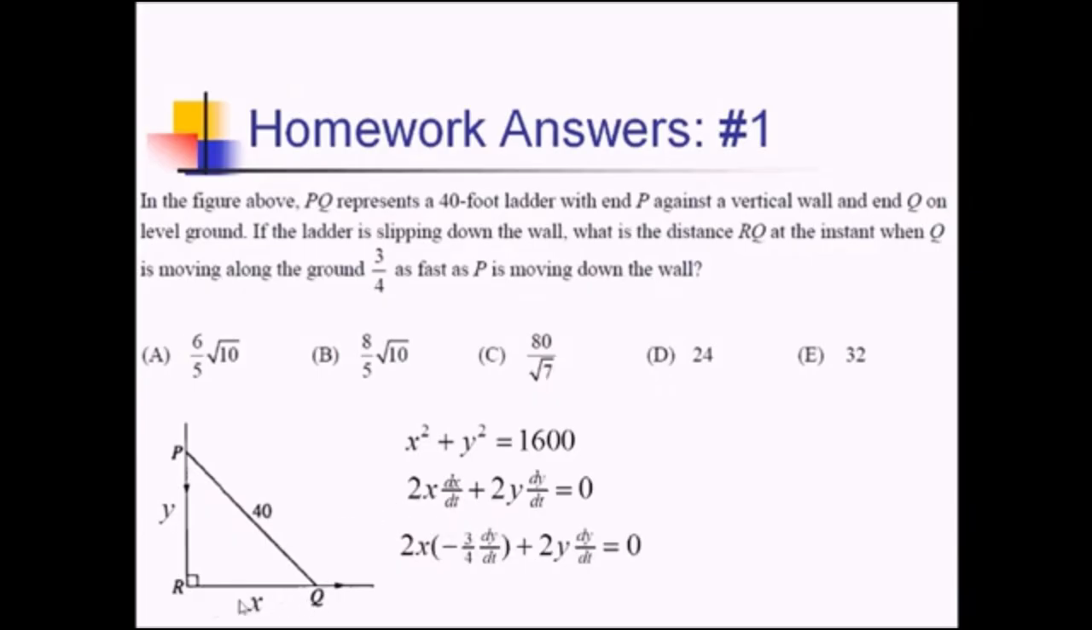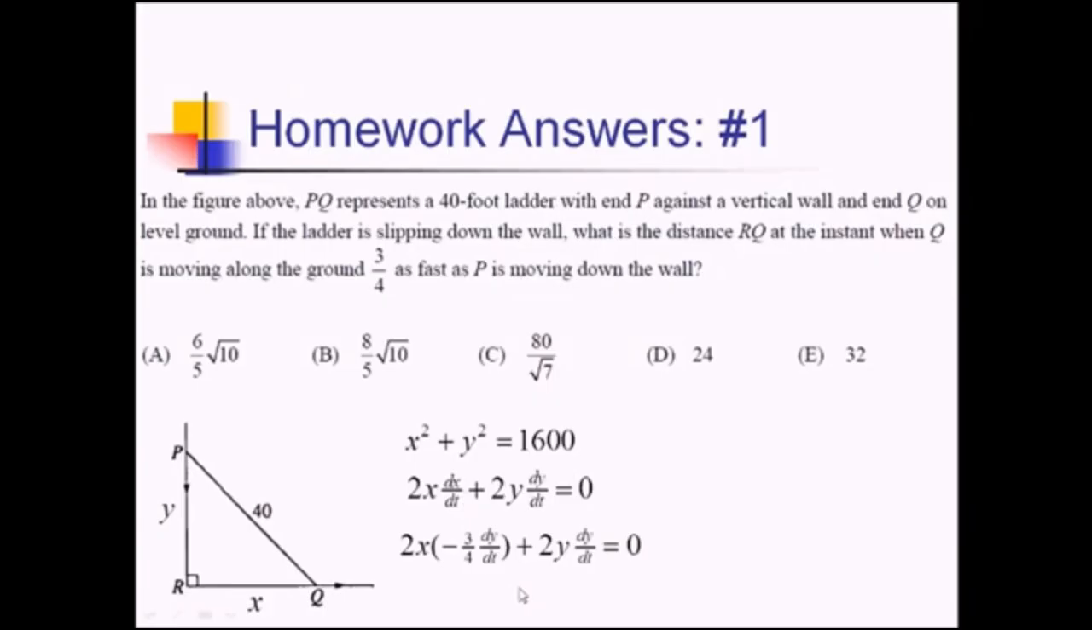Dx over dt is a positive rate of change. This x value is increasing as the ladder slides down the wall. Dy over dt is a negative rate of change. This y distance is a decreasing value as the ladder slides down the wall. So if you're swapping one out for the other, you're going to have this negative because they have opposite signs normally. All right, so that at least gets rid of one of the different unknowns.